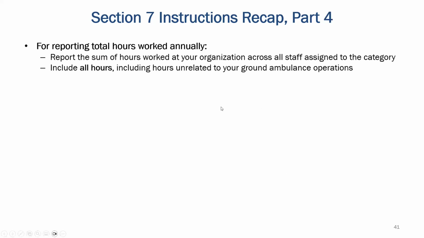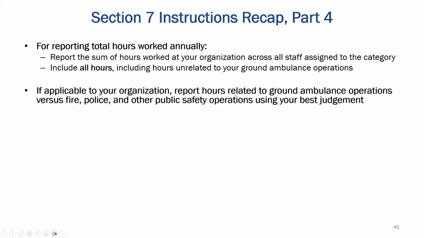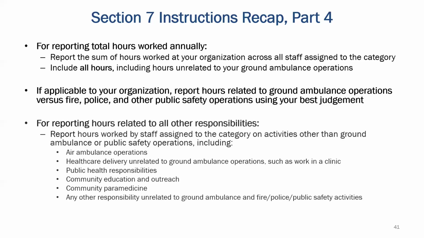For reporting total hours worked annually, you want to report hours summed across all your staff in a category. It is all hours that you report, but only at your organization. There's an important split between ground ambulance and then fire, police, and other public safety hours worked, if that applies to your organization. And then there's also an important distinction between ambulance, fire, and other public safety, and then everything else. And those three totals for hours worked during the data collection period get reported in three separate columns.